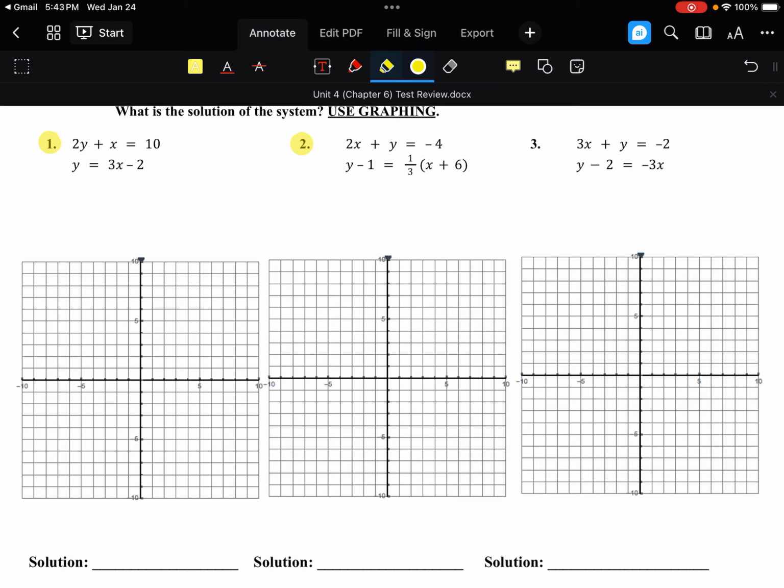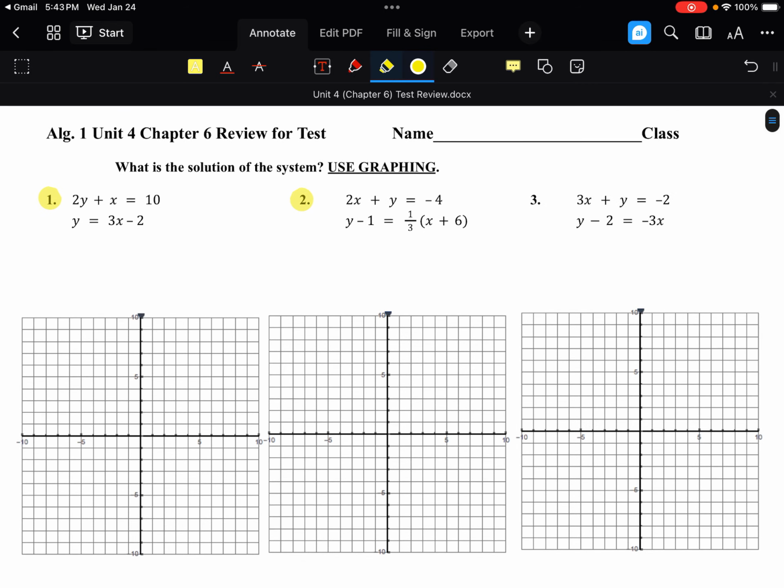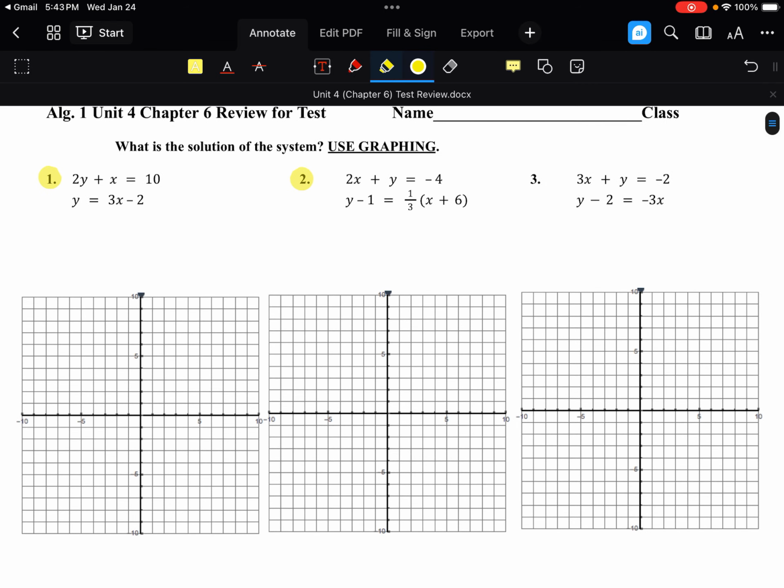All right, so we are looking at select questions from the Unit 4 Chapter 6 review. So I'm going to go through select problems. So if you're struggling to solve some of these, this might help you set them up and or solve them. So let's talk about question 1.